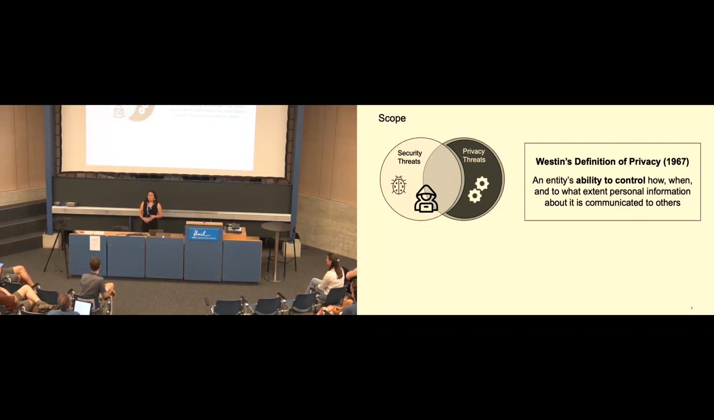In order to develop our model, we also need a definition of privacy, and so we adopt Westin's definition of privacy, which states that it's an entity's ability to control how, when, and to what extent personal information about it is communicated to others. And finally, we're primarily interested in actual harms that are being caused to users by privacy violations. And this will motivate our focus on the kinds of problems that we might be trying to solve.